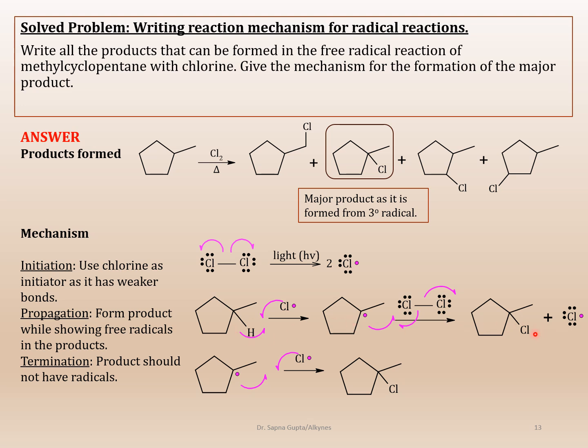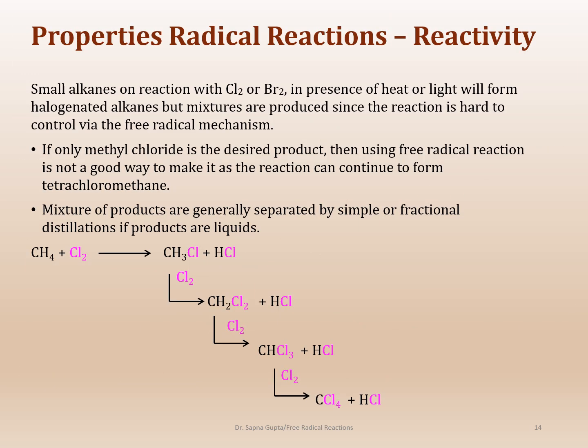So here is your product forming from the propagation step, and then I also form the product in the termination step, okay? Last thing I want to just mention here before I move on is please pay attention to the arrows, okay? These are all half-headed arrows, and please make sure that you draw only half-headed arrows for these mechanisms. One of the biggest problems of radical reactions is the reactivity.